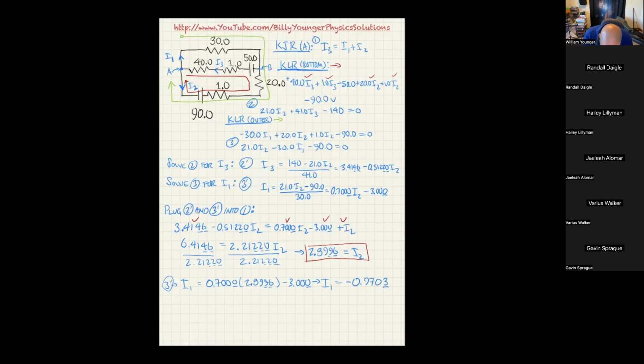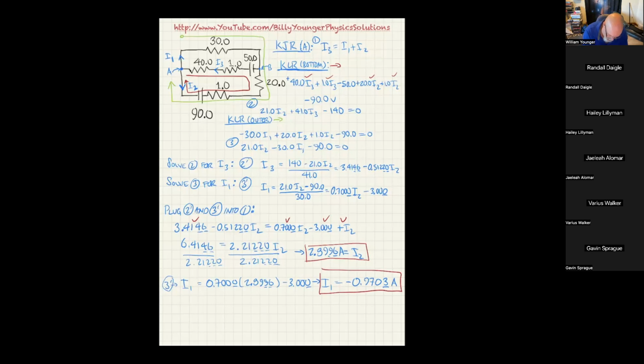which is carrying 1 extra sig fig, and that should come out in amps. This one should have come out in amps as well. So we did choose the wrong direction for I1. So I1 is actually not going up and to the right. It's going to the left and then down on the left-hand side. So we've got that now.